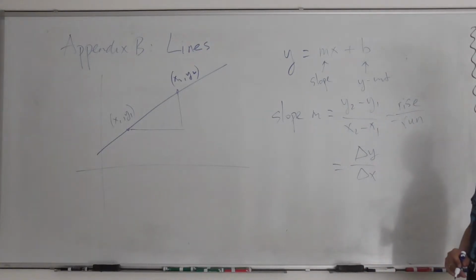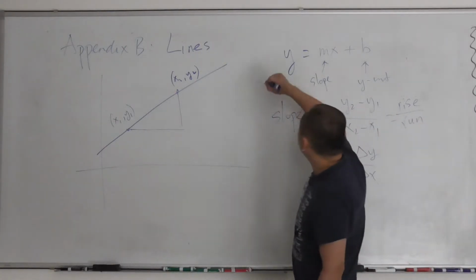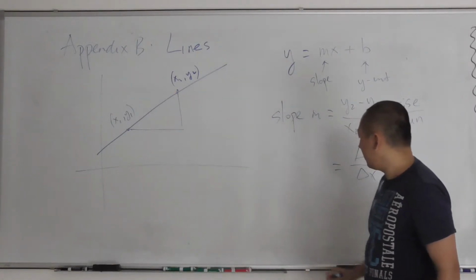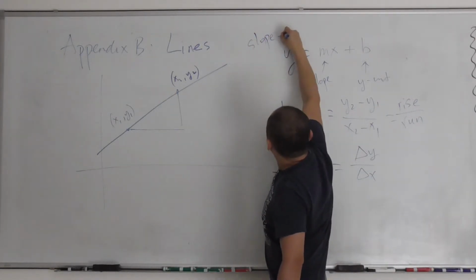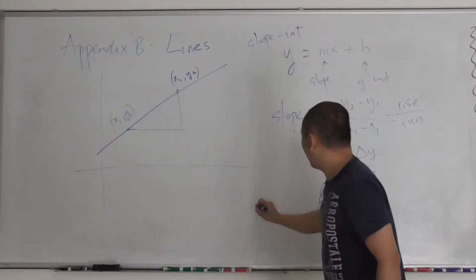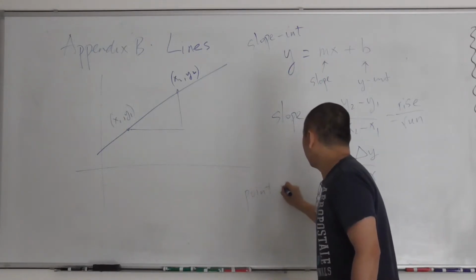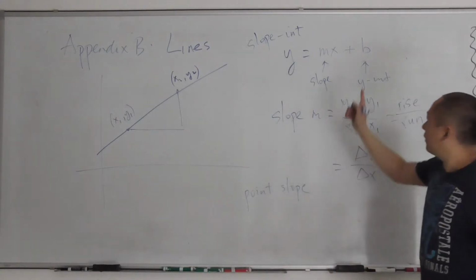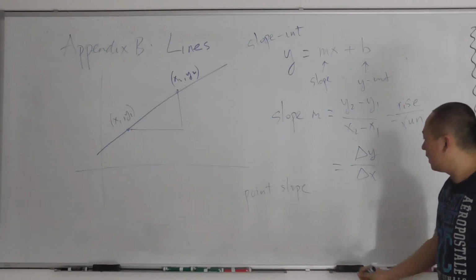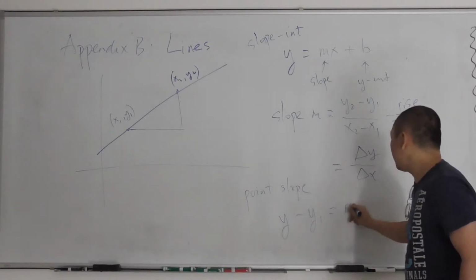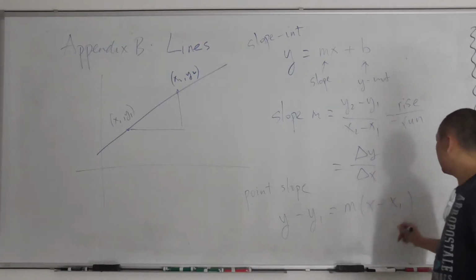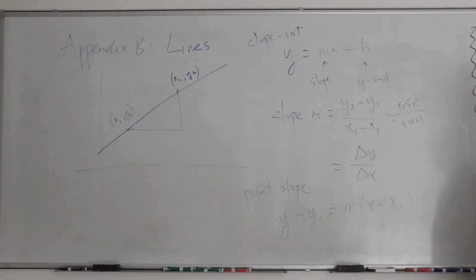There's another formula of the line equation that you are going to use a lot besides the slope-intercept equation. This is called the point-slope equation of the line. It is a more general version of the slope-intercept equation. The equation of a line can be written this way: y minus y1 equals m times x minus x1, where again m is the slope, and x1, y1 is any point on the line.